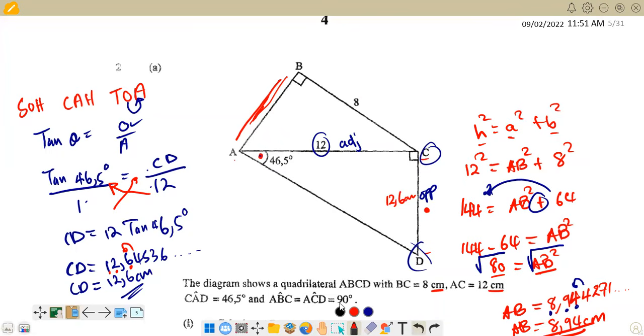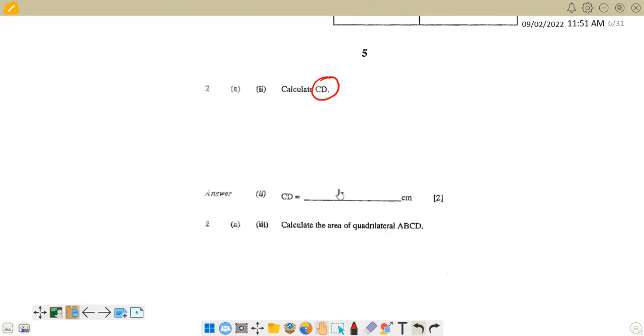Remember our AB, we got it here, it was 8,94 centimeters. So that was what we got from this part. We are just going to refer back to the other question and see what we have got here. All right, so now we are done with the CD here. We calculated this, we got 12,6 centimeters.